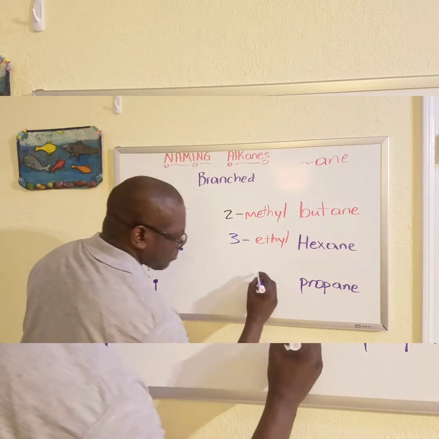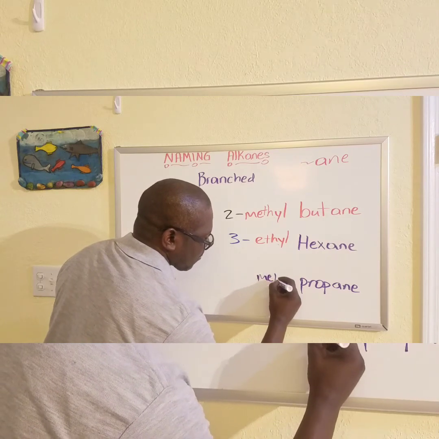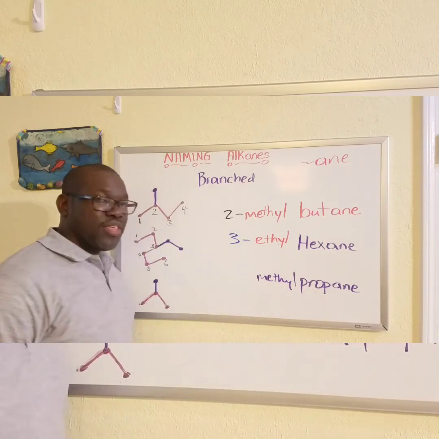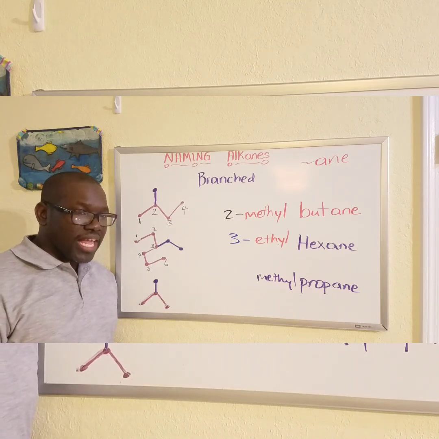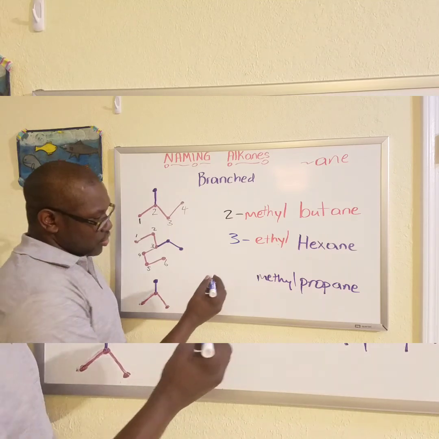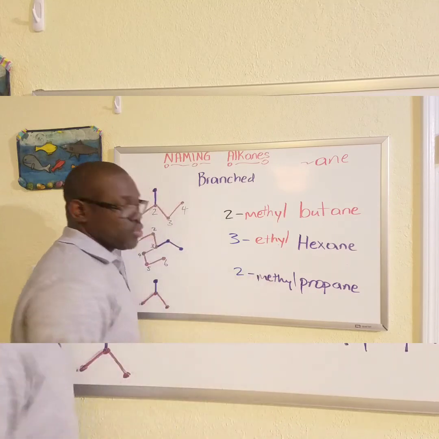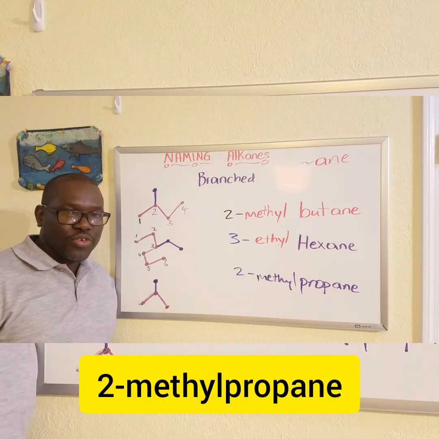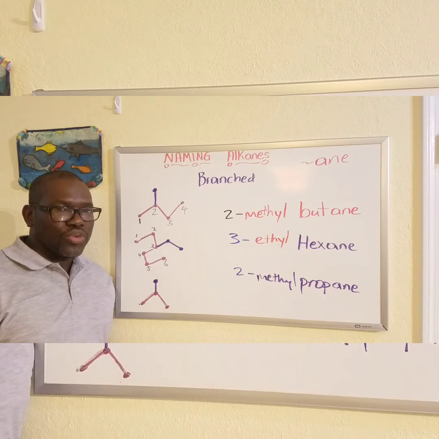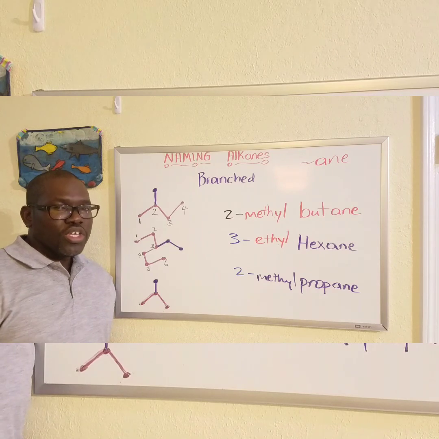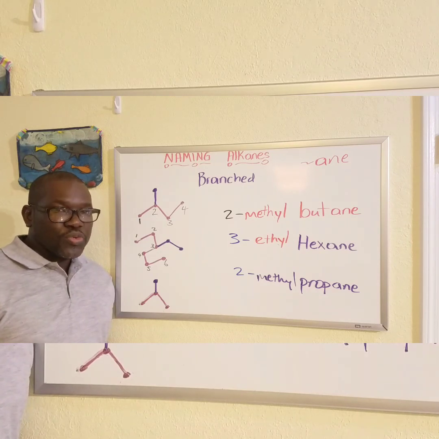So methyl propane. But wait, let us put the position of the methyl group. It's actually position 2, so it's 2-methyl propane. Wonderful. This is not so bad, is it? When you really get down and dirty into what's going on. Alright, so let's move on now to our next bit of thing, which is naming substituted alkanes.